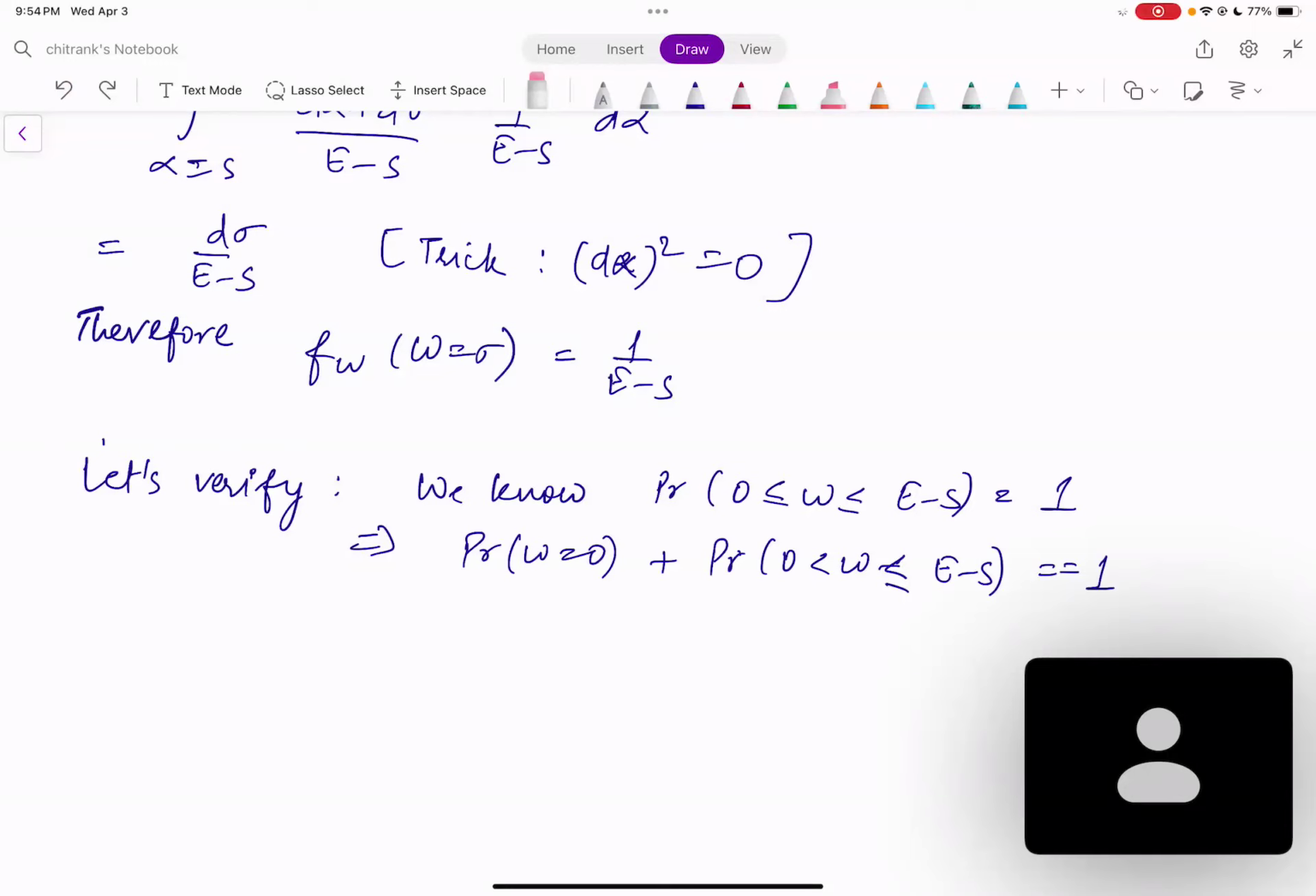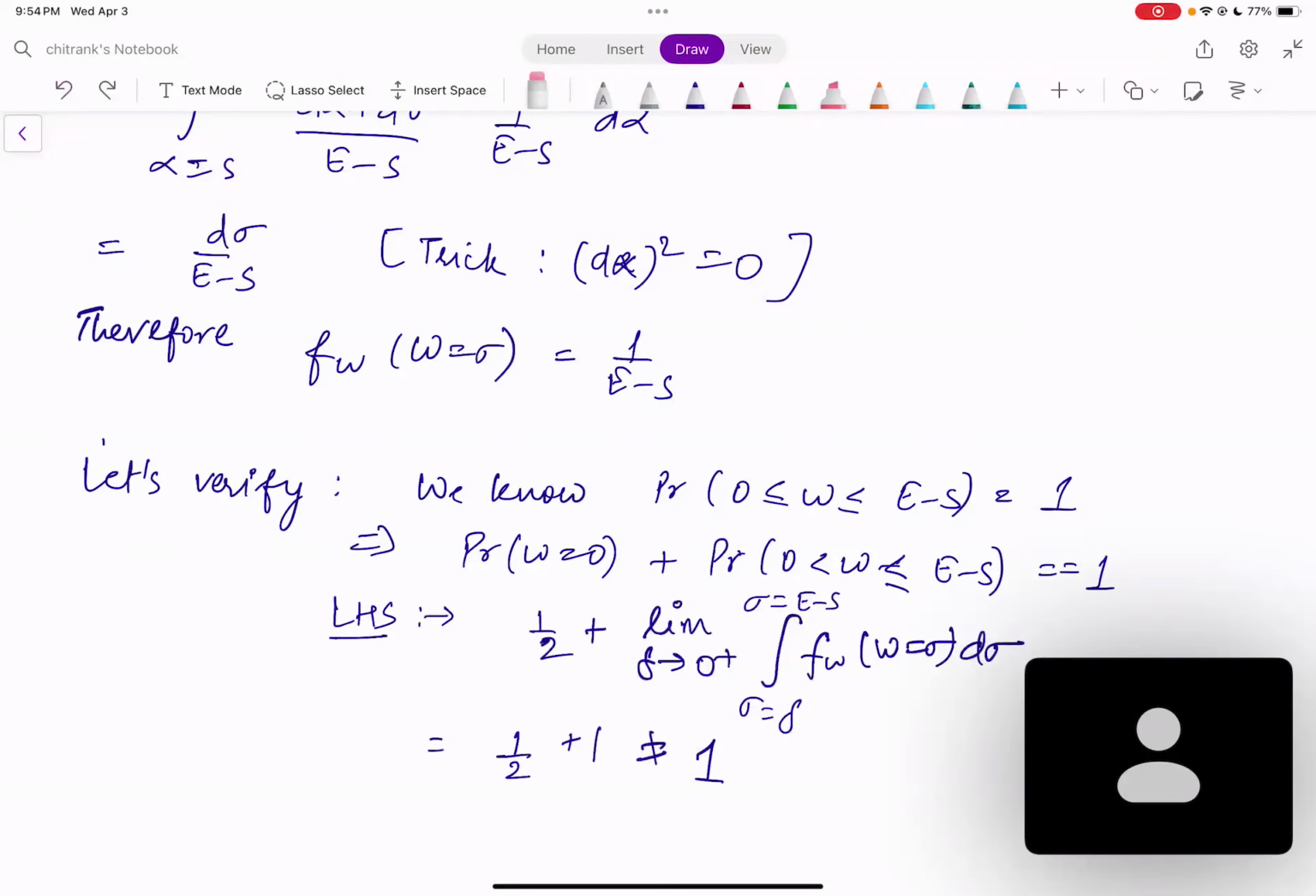And we know that this is actually nothing but the probability that W is 0 plus the probability that W lies between 0 and E minus S, excluding 0. The reason we are doing this is because W is a peculiar random variable that has a non-zero probability mass at W equal to 0. So that's why we are doing this.